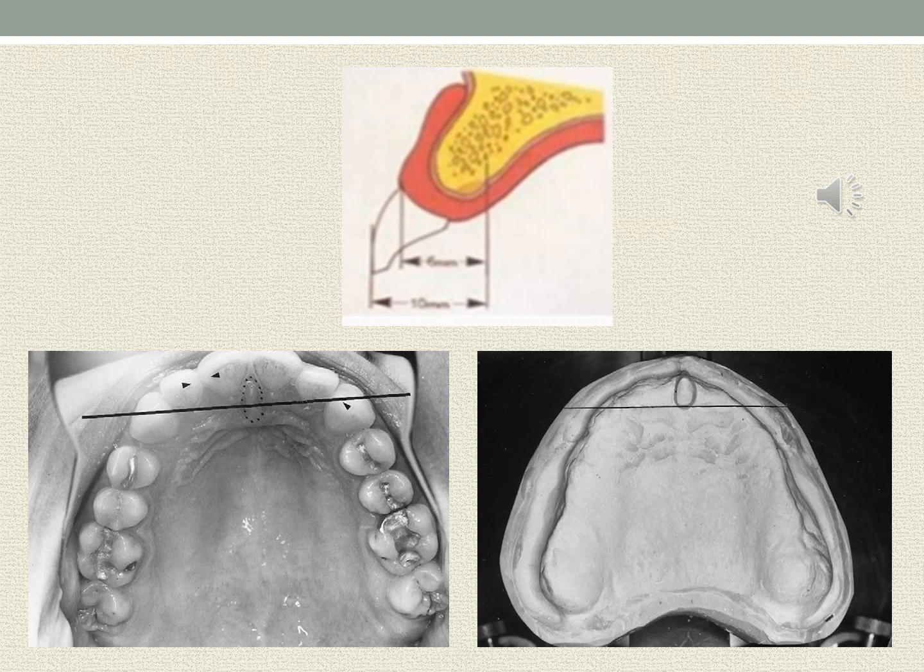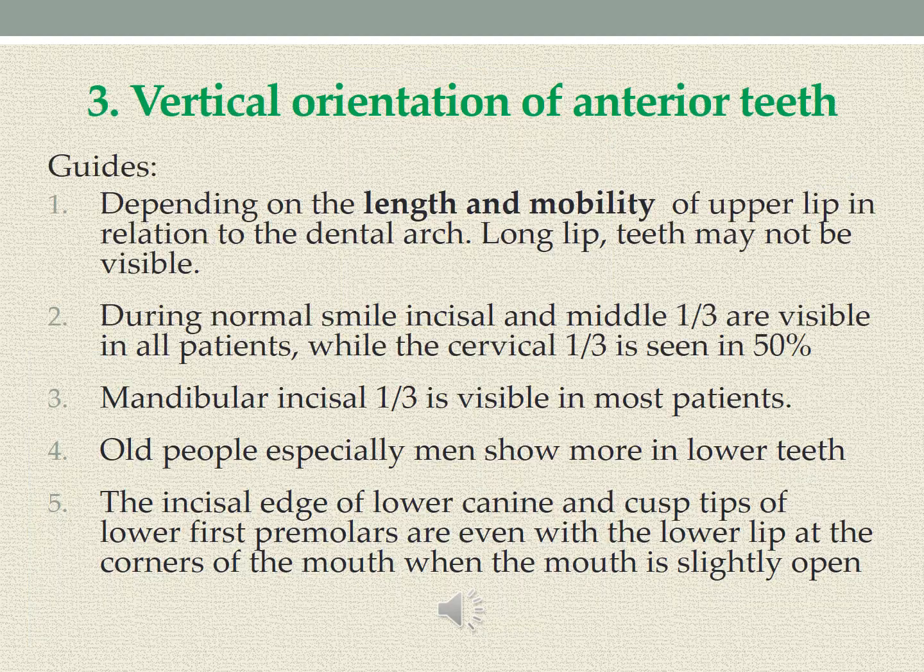So 8 millimeters as measured from the neck of the tooth to the center of the incisive papilla, and 10 millimeters as measured from the incisal edge of the tooth to the center of the incisive papilla. The two pictures down here, the first one on the left hand side shows natural teeth and an imaginary line drawn between the cusp tips of the canines, and you can see that this line passes through the center of the incisive papilla, and we can use the incisive papilla as an anatomical landmark to locate the position of both canines. The vertical orientation of anterior teeth is decided also by a number of guidelines.